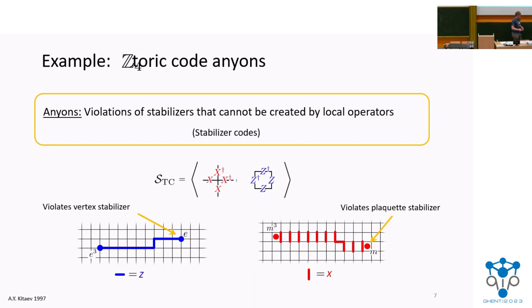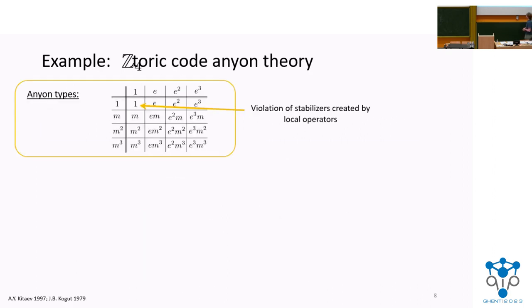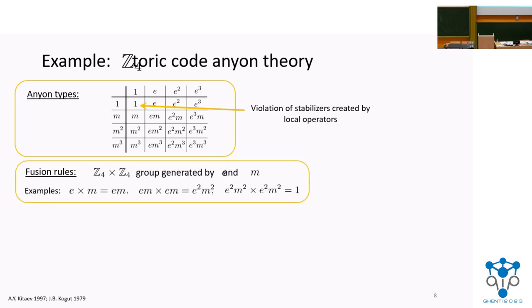Now, the types of anyons and their properties define the anyon theory. There are 16 types of anyons in the Z4 toric code, these correspond to some composition of vertex violations and plaquette violations. So I've listed all 16 here. One is the special anyon. It's the trivial anyon. This one corresponds to violations of stabilizers that can be created by local operators. In general, these are just some composition of the E and M anyons that I showed on the previous slide. The next piece of data that we need to specify the anyon theory is something called the fusion rules. This is the group formed by composing violations. In the case of the Z4 toric code, the anyons form a Z4 cross Z4 group under fusion.